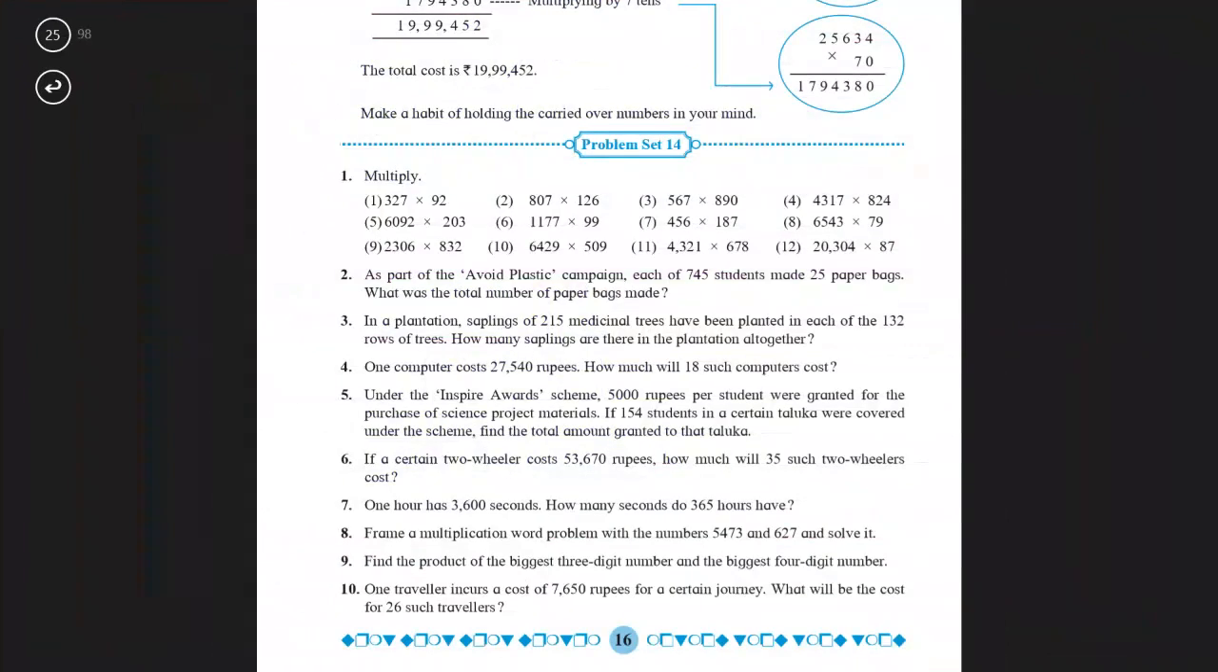Okay. So children, with this, we have finished all questions in your problem set 14. Now in this, question numbers 3, 5, 6 and 10 are deleted. The remaining I have discussed with you. So you will solve these sums in your classwork.